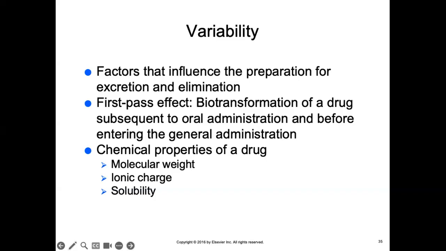So remember, when you talk about enteral especially, the first thing we do after we're absorbed across the lining in the gut is we head right to the liver. And the liver deals with it in some way and then passes it back into the circulation. Same way it does with your food. The chemical properties of a drug have an impact on this: its molecular weight, its charge, and its solubility. Is it primarily lipid soluble? Is it primarily water soluble?